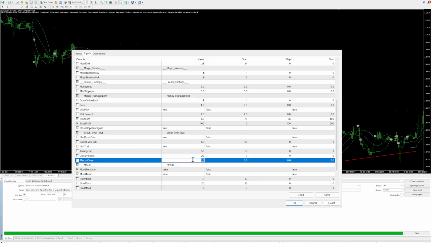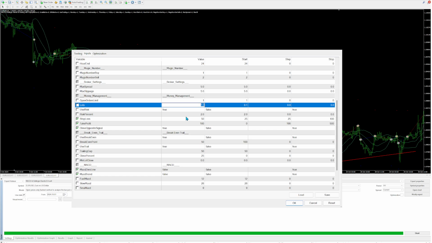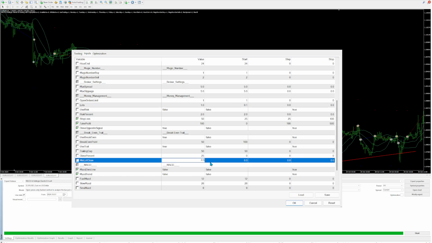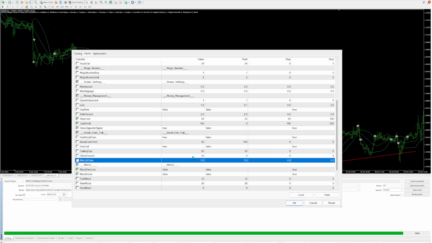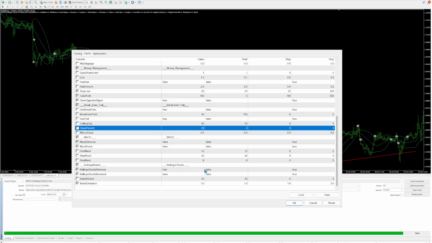Minimum lot to close. Okay, so once there's this remaining lot value, the EA will stop closing part of the trade. So let's just say you're trading, you've got user is set to false and you're trading one standard lot, and then you put the minimum lot to close 0.5. Once the position's closed until there's only 0.5 lots left, the EA will stop closing the percentage.